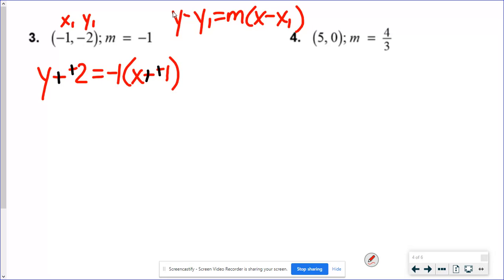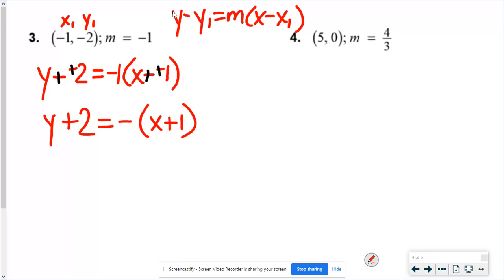I am personally just fine with you leaving it just like this. Realize you can do that. I don't really need a -1 in front of the parentheses. I could just put a negative, and then it's going to be an x plus 1. I don't care which of those two equations you give me. Both of them are just fine.